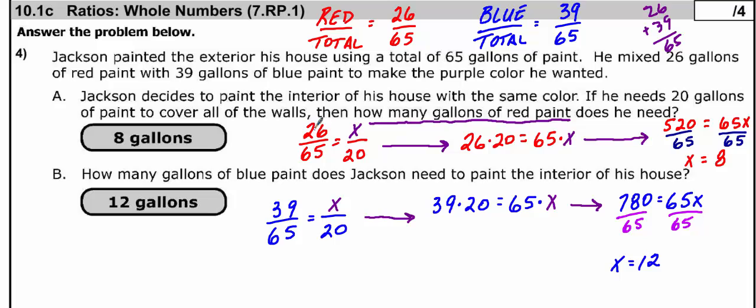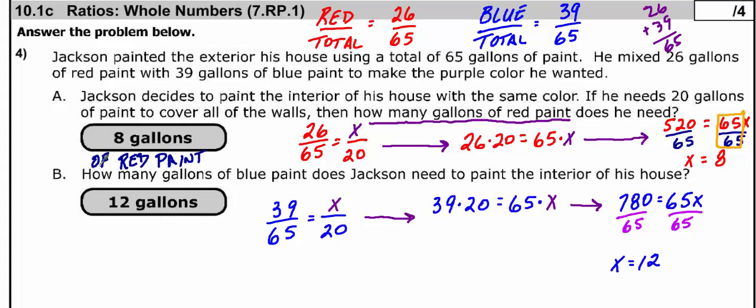All right, so we cross multiply. 26 times 20 right here, 26 times 20. X times 65 right there. 26 times 20 is 520. X times 65 is 65x. Divide everything by 65. That's the coefficient. And we get X equals 8. 8 gallons of red paint.